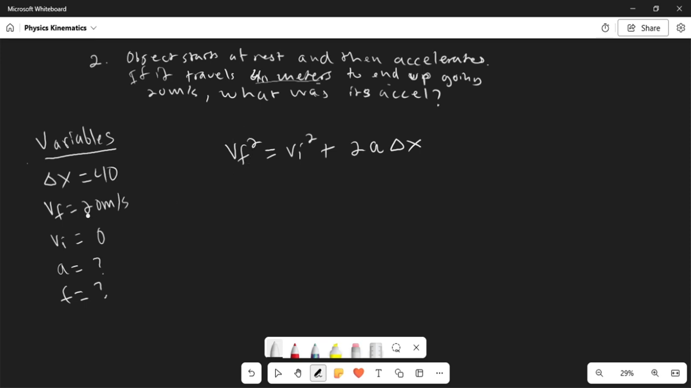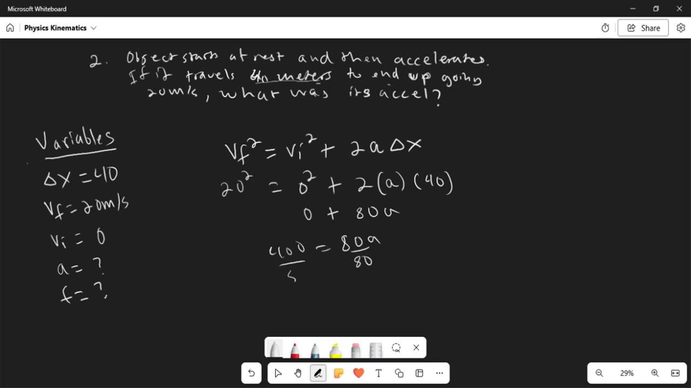All right, so the velocity final, we know that it's going to be 20, so it's going to be 20 squared, and the velocity initial is 0, so it's going to be 0 squared plus 2, and the acceleration, well, we don't know the acceleration, times the displacement, which is 40. So this is of course going to be 0, and then plus 80a, so we have 400, because 20 squared is 400, and then 400 divided by 80, and that's going to give us an acceleration of 5 meters per second squared.